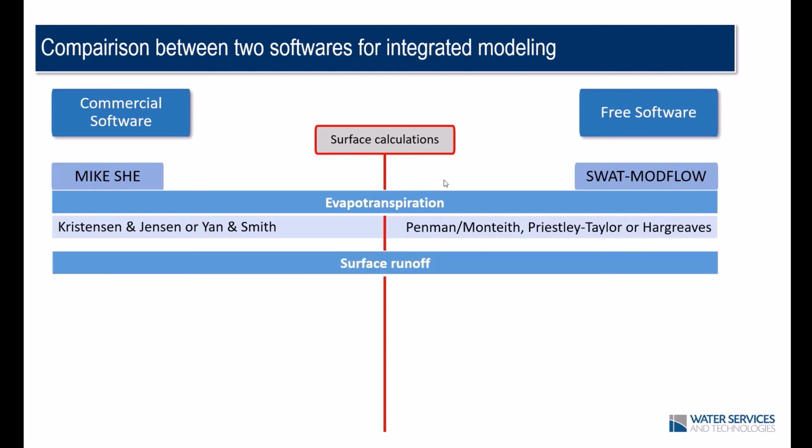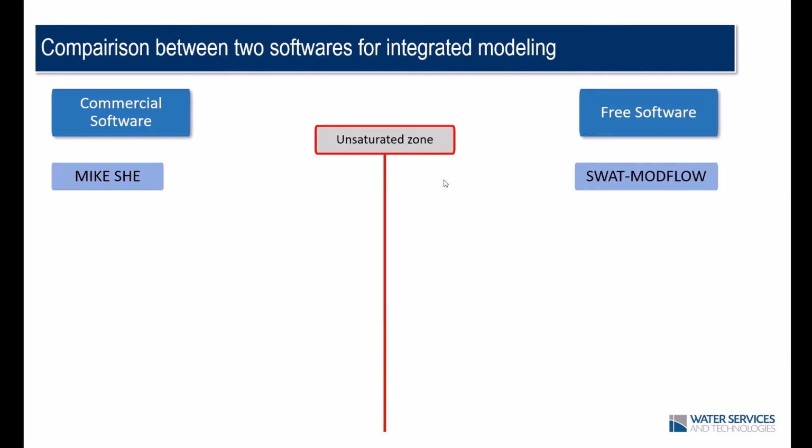For surface runoff, MIKE-SHE uses the equations of Saint-Venant or Manning, while SWAT-MODFLOW uses the SCS curve number or Green and Ampt. And again, both have good results. And in the literature, what we find is that MIKE-SHE gets slightly better results, but they're both good. In the unsaturated zone is where we get the biggest differences between these two softwares.